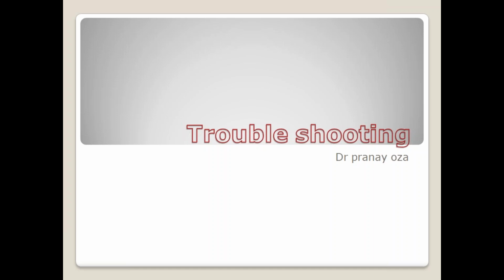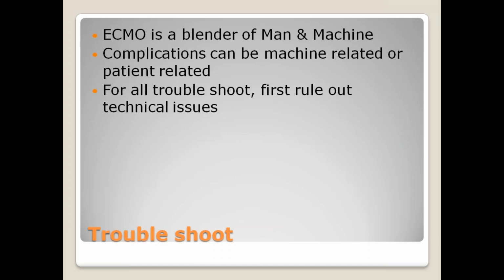So now we come to troubleshooting. See, yesterday we discussed the mechanical complications and how to deal with them. Now we'll discuss in general how to manage the patient and what are the probable problems you can get when you do an ECMO case. ECMO is a blend of man and machine. Complications can be either machine related or patient related.